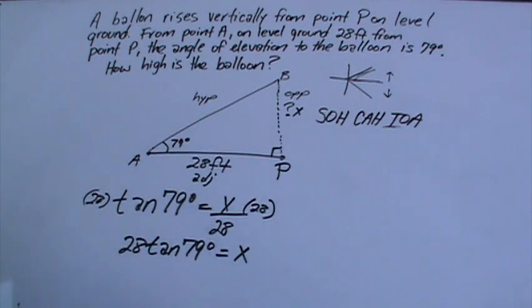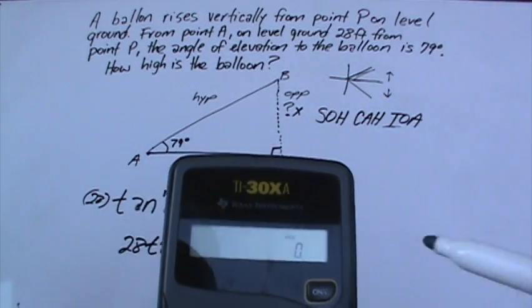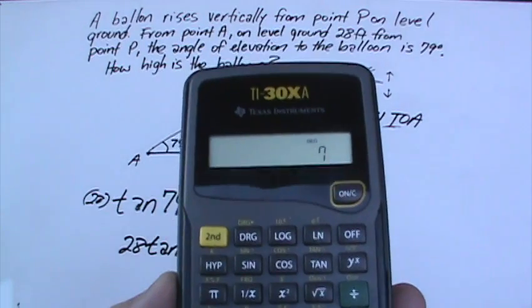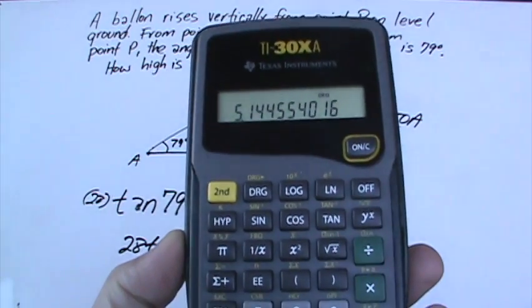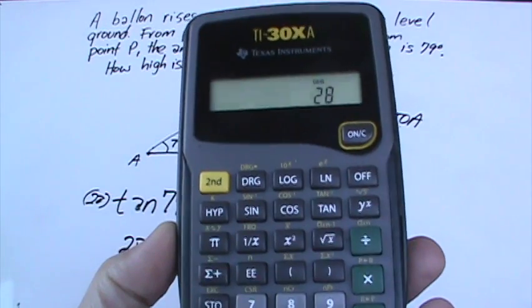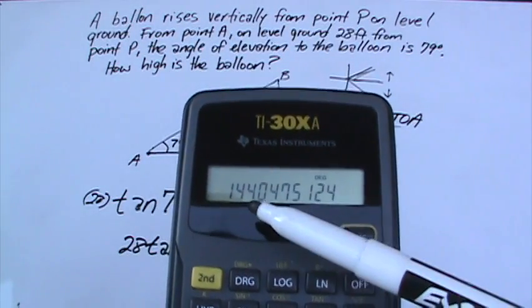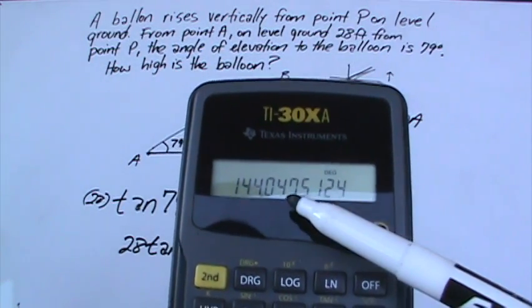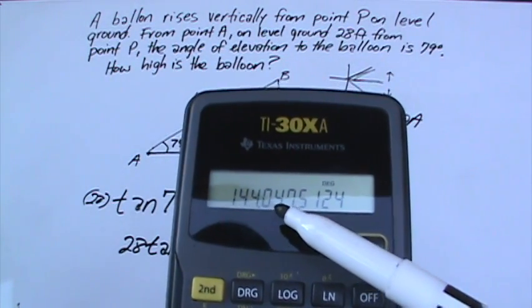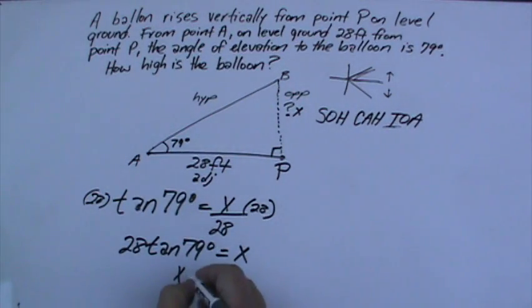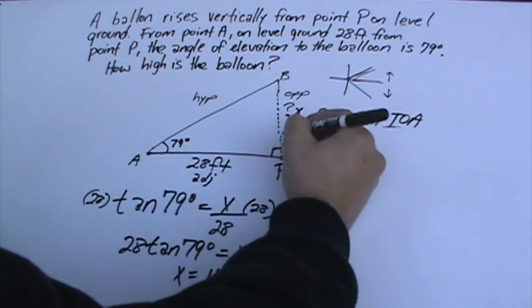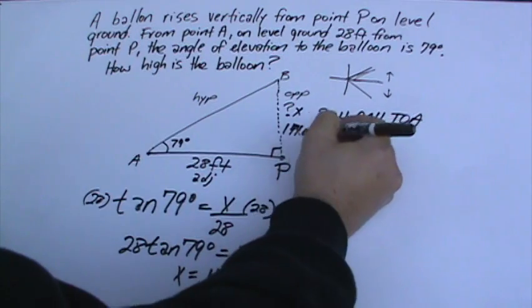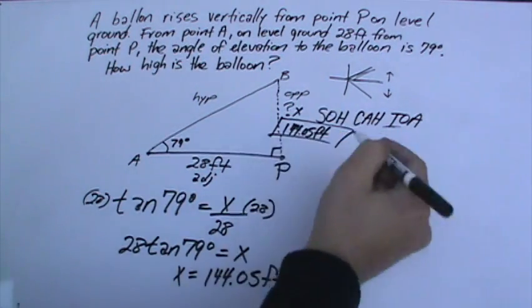And now we're going to need a calculator for this next part. Make sure you're in degrees. So we're going to have tangent of 79 degrees, and then you times that by 28. It's saying it's 144.0475. So let's round to the nearest hundredth. So x equals 144.05 feet. So the balloon is 144.05 feet high, and that is your final answer.